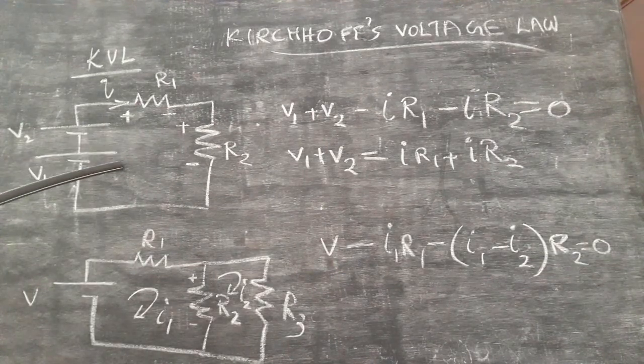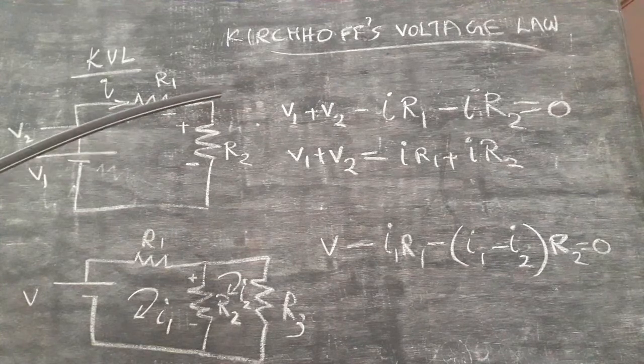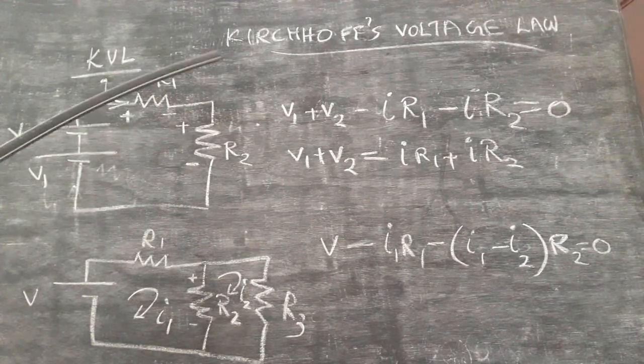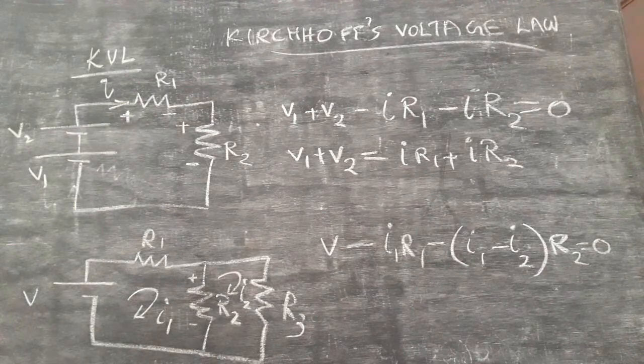In this circuit, you wrote the KVL equation or mesh equation, that is V1 plus V2 minus IR1 minus IR2 equal to 0. Here you took the branch currents, that is, this current I is the branch current. But in this circuit, please see, the branch current is not given, but the mesh current or loop current is given. Then you should be very careful while writing the KVL equation.